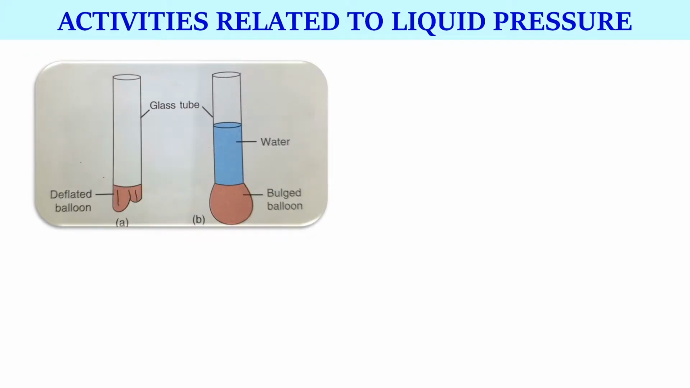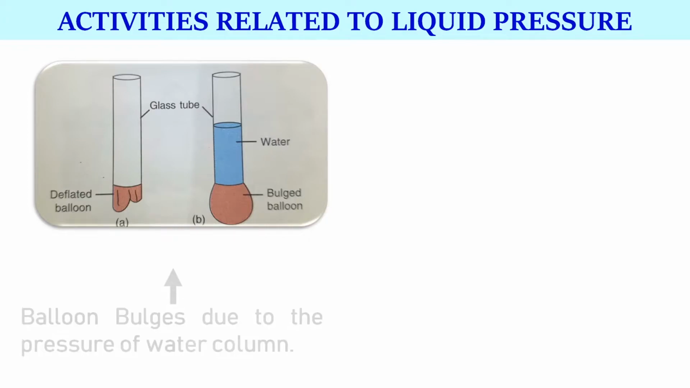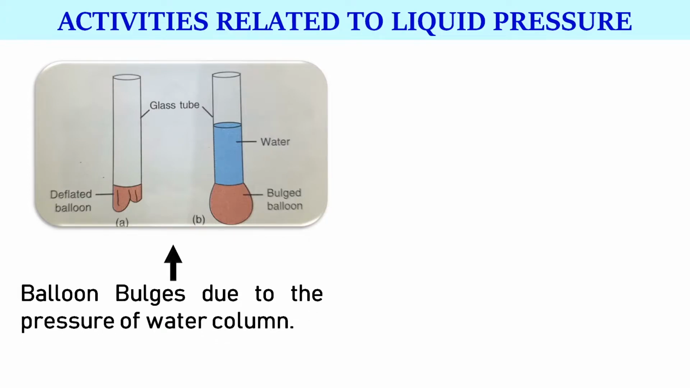As you can see in the first figure, we have taken a glass tube and we have tied a balloon at its lower end. Hold it vertically as shown in figure A. Pour some water in the tube. You will notice that the balloon bulges out due to the pressure of the water column.